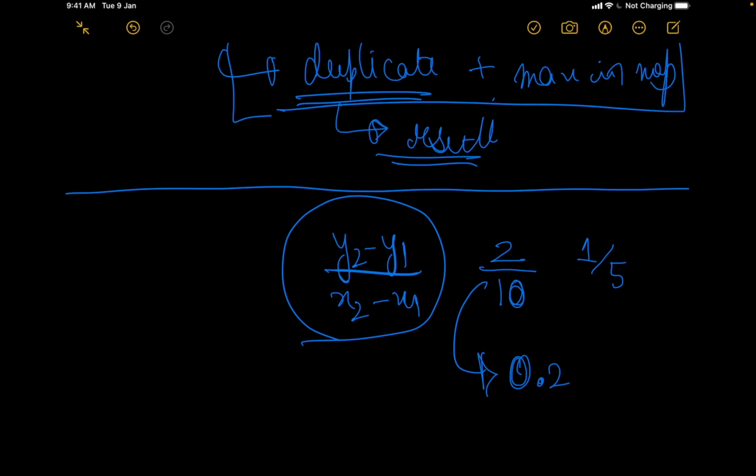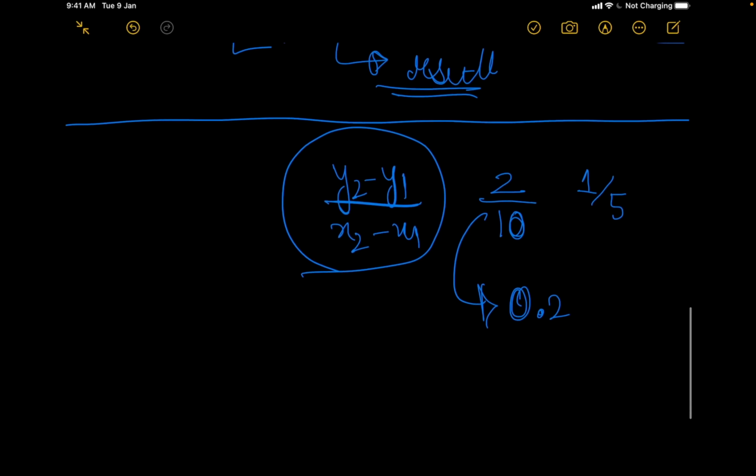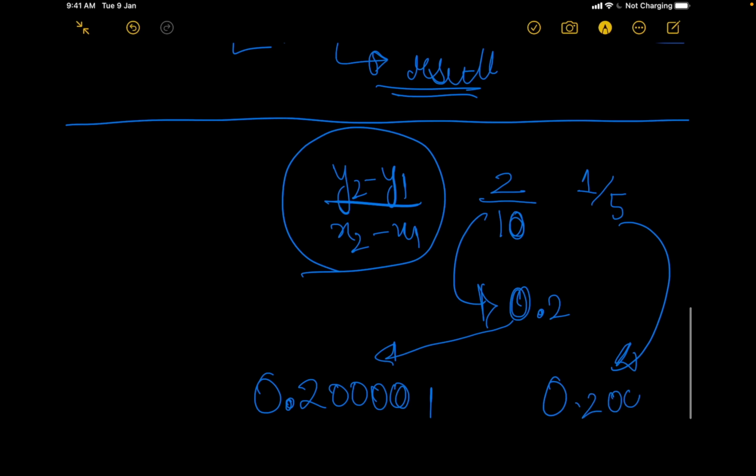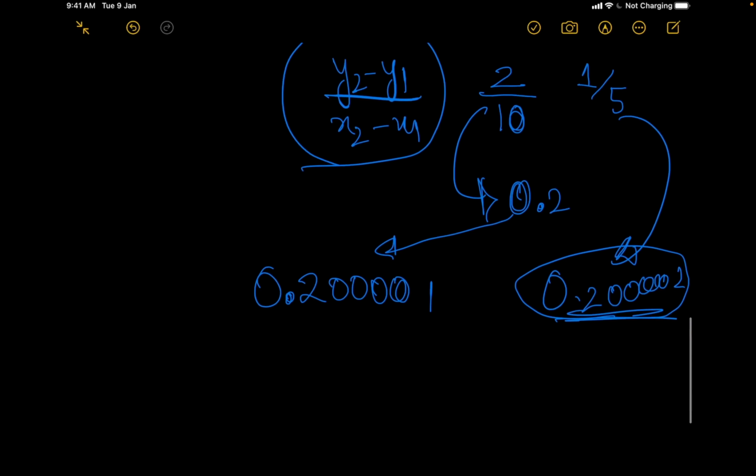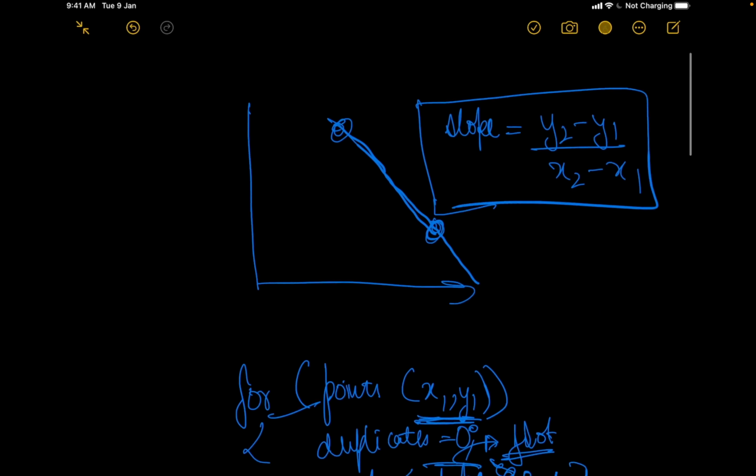But what happens is when we store floating points in our system, the answer could vary by a bit. It is possible that this answer becomes 0.2 and the other becomes, let's say, 0.200000002 or anything of that sort. So it would differ by a small number. And then the problem is that these two would be considered different slopes, although they should have been the same slope. So how can we tackle this?